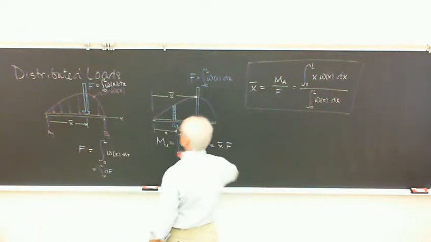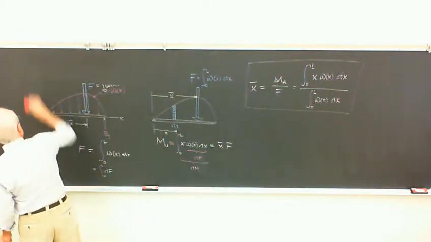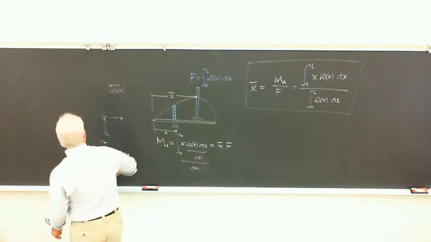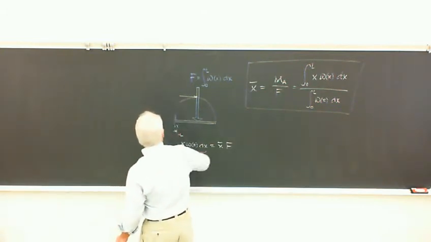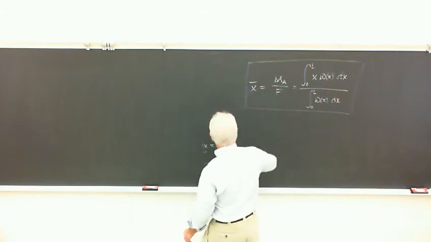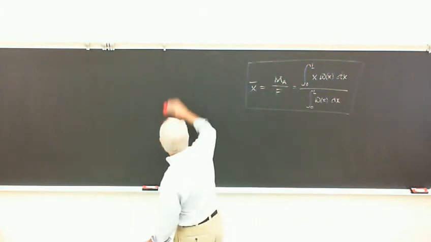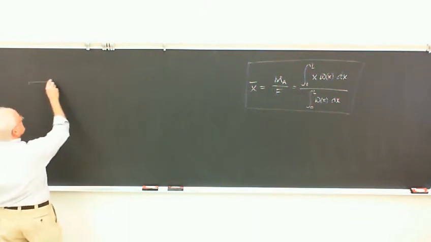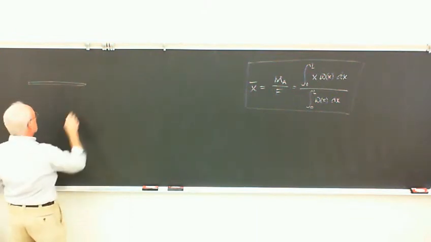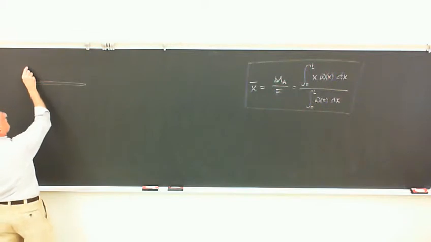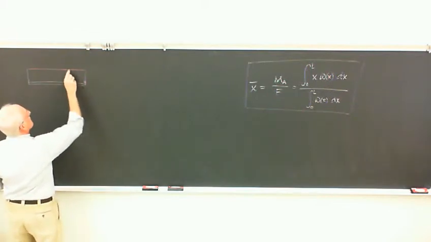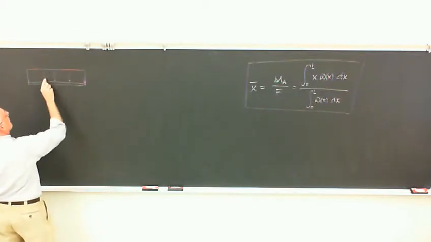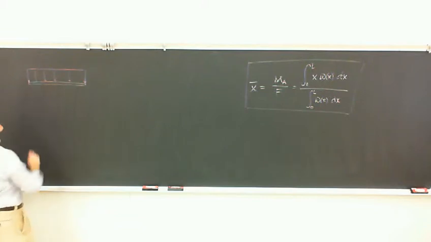So let's test drive it just to make sure, just to step through it with the easiest possible distributed load. I guess the easiest possible distributed load is none at all, but that's too boring. We won't do that one. So we'll do that constant load that we've already done. Because we did that on the fly, and you guys didn't even raise a hand in protest. You just let me do it.